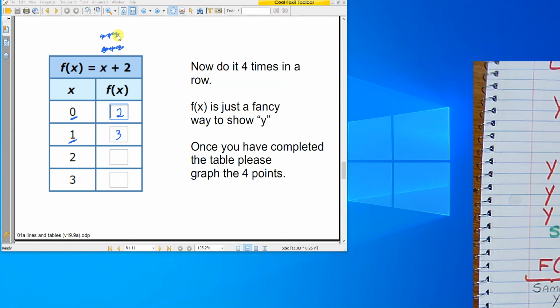Now let's erase this. Let's do it again. Let's plug in a 2. Put a 2 right here. 2 plus 2 is 4. Let's do it again with the 3. 3 plus 2 is 5. I'm just using the function over and over again. Let's do another one.